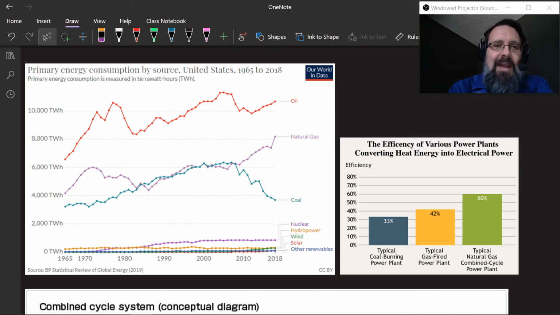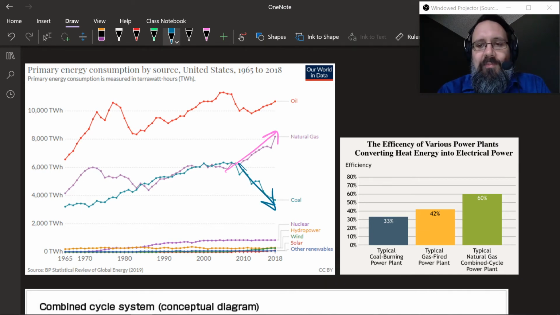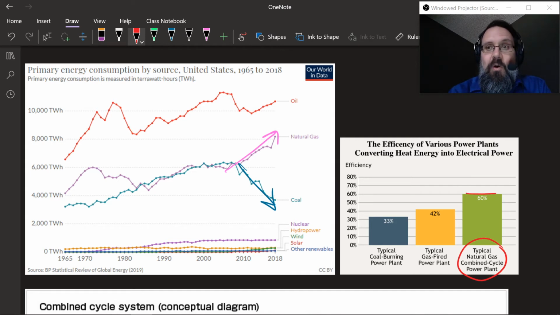You can see that natural gas has just shot up recently, and coal has plummeted. The primary reason for that, and we talked about this last class, is efficiency. When you use a natural gas combined cycle power plant, you get 60% efficiency, whereas the coal power plant is at that 35% that we calculated earlier. So natural gas power plants are almost twice as efficient, and that's making it way more economically viable to build these types of power plants than coal. And I think a similar shift is going to start happening.